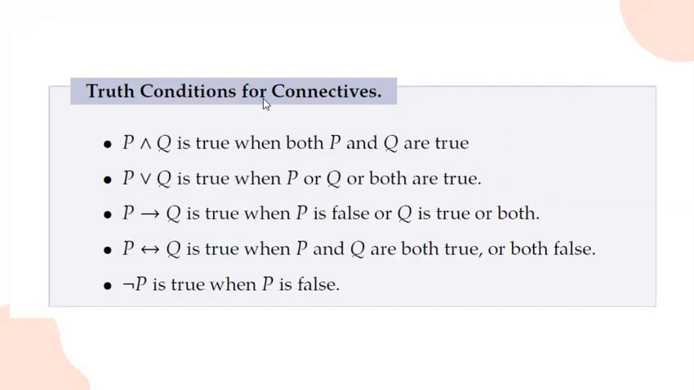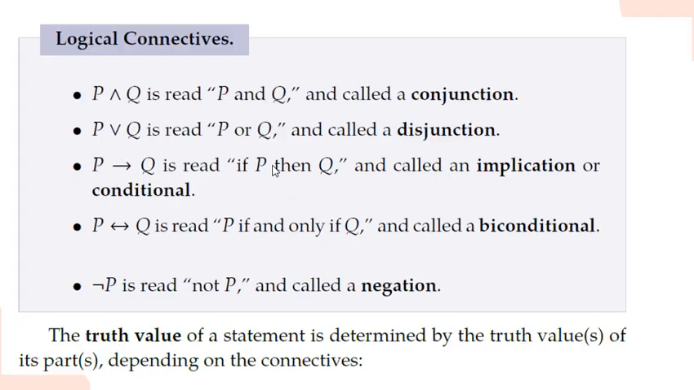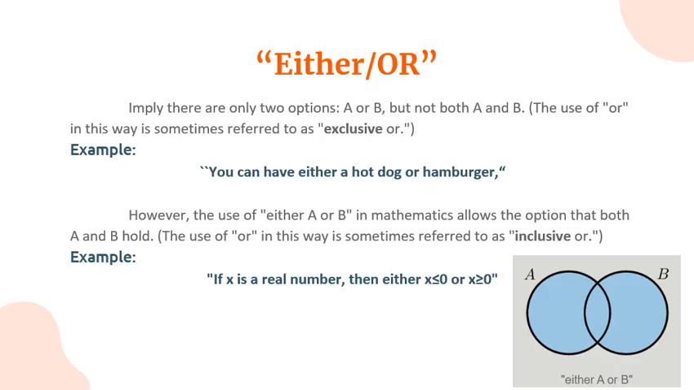So here are more of the discussion on the connectives. The first one we'll talk about is "either or". In the language we use every day, "either A or B" means that one of the two options holds, but not both. Since we have to choose, that is why we use "or".